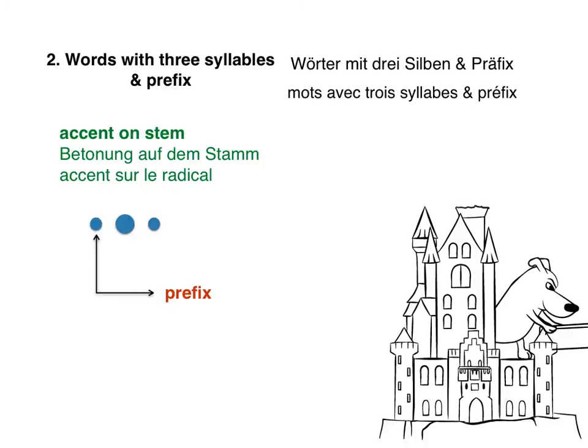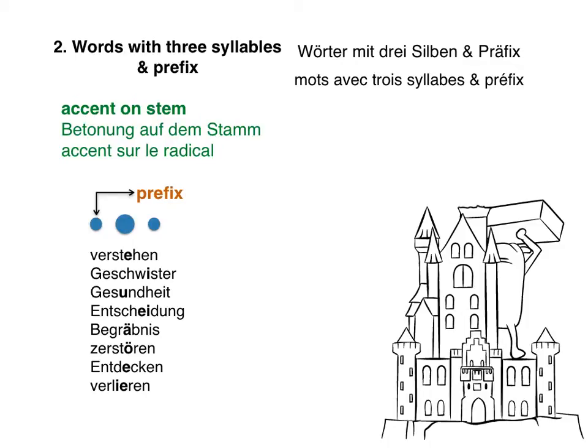So you're advancing in your castle, and number 2, words with 3 syllables and a prefix. So we have a prefix, and the accent is still on the stem, but the stem is now in the middle. So let's read the examples. Verstehen, Geschwister, Gesundheit, Entscheidung, Begräbnis, zerstören, entdecken, verlieren.